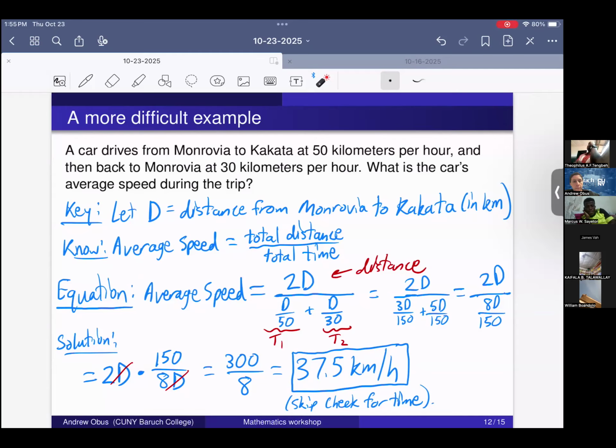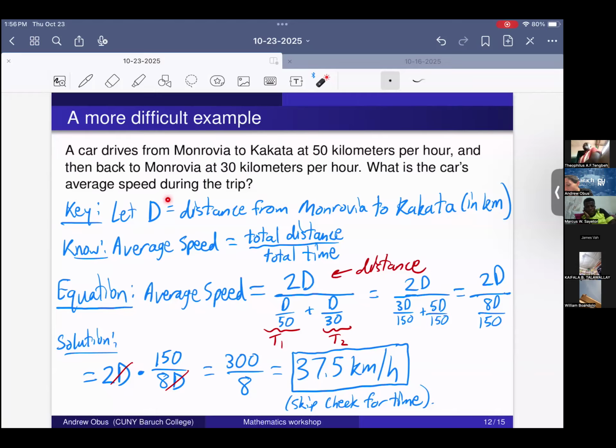So the 2D represents 2 times the distance we cover. Right, because D is the distance from Monrovia to Kakata. But in the problem, we drive from Monrovia to Kakata and then back to Monrovia. So the 2D is the total distance covered, okay. D is just the distance from Monrovia to Kakata.